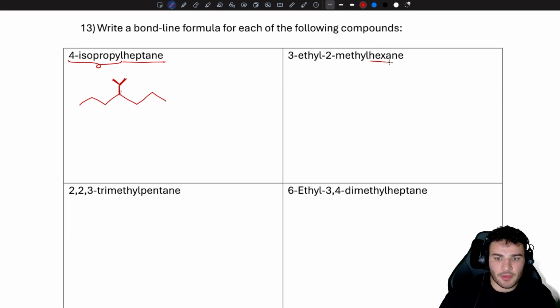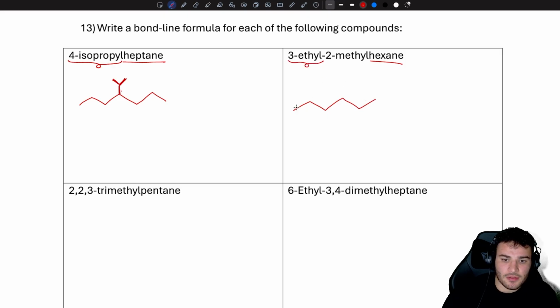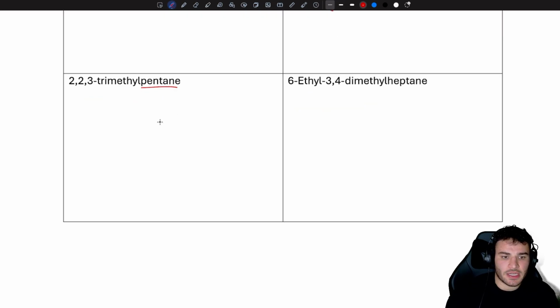Now the next structure, again, we have hexane. So that's our parent chain. Let's draw it. 1, 2, 3, 4, 5, 6. Our first substituent is 3 ethyl. So let's count 1, 2, 3 ethyl. And our second substituent is 2 methyl. Done. Pretty simple, right? And our last 2 structures, our parent chain is pentane.